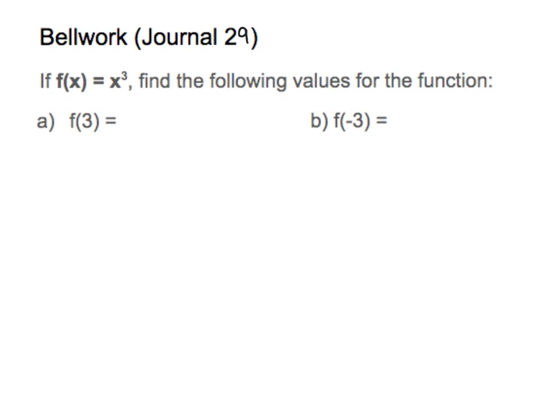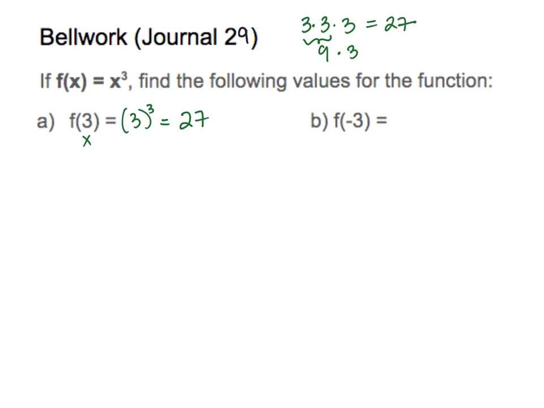So the 3 here is our x, and we're plugging 3 into this x and then cubing it. So we're asking ourselves, what is 3 to the third power? Well, that's like saying 3 times 3 times 3. Well, 3 times 3 is 9, times another 3 is 27. So in this case, this answer here is 27.